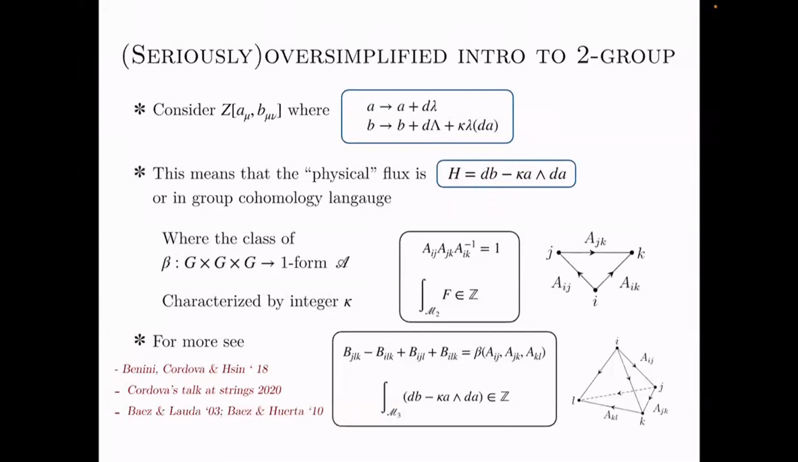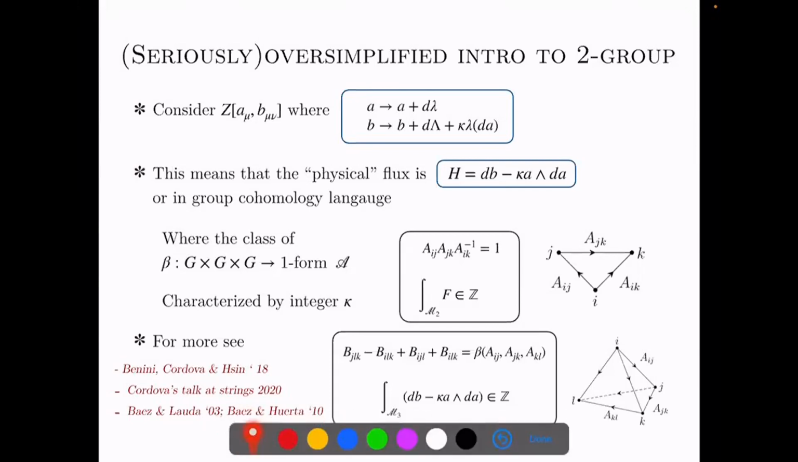Okay, I will gloss over this cohomology stuff, but if you would like to receive more details, these two papers are pretty nice, and also the Cordova talk in spring last year, and there's also a review of how you can see this by relaxing the group axioms. And from a more mathematical perspective, which is surprisingly readable, there is this paper by Baez and Wise in 2010.